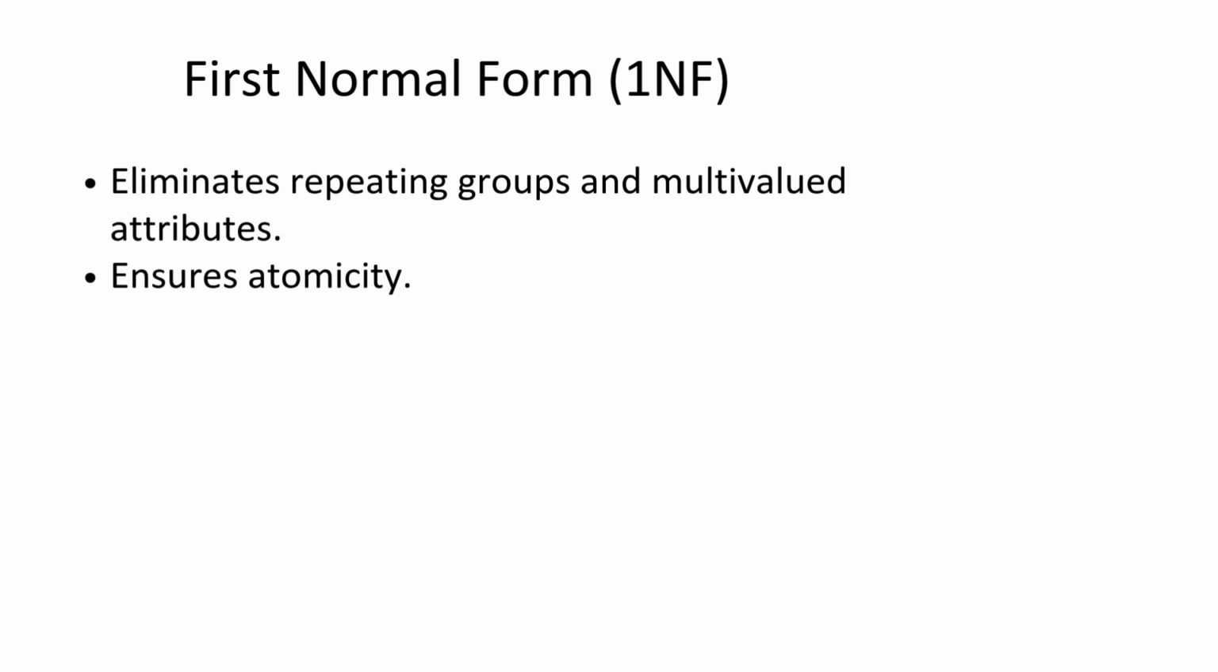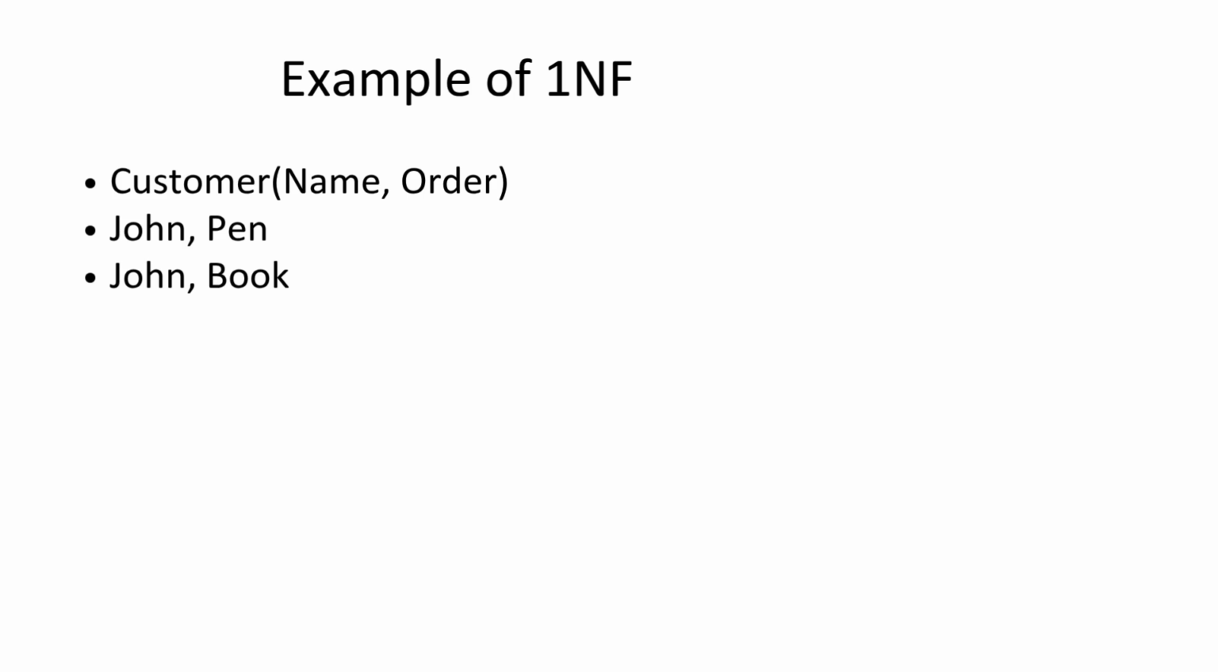First normal form. To bring a table to first normal form, ensure each column contains only atomic values and each record is unique. In our earlier example, we separate each order into its own row: John, pen and John, book. This eliminates repeating groups and satisfies first normal form.